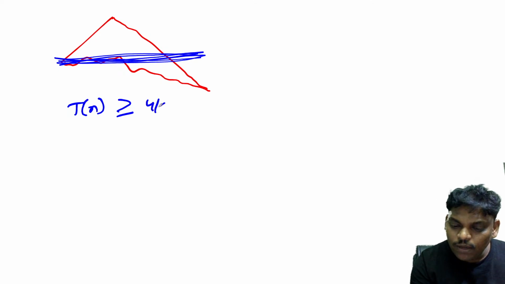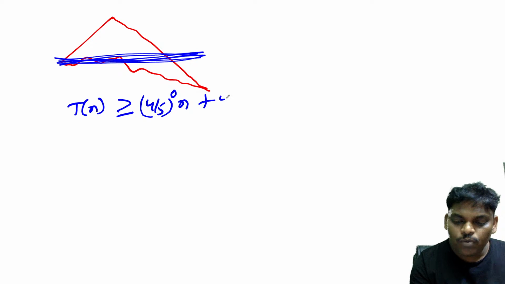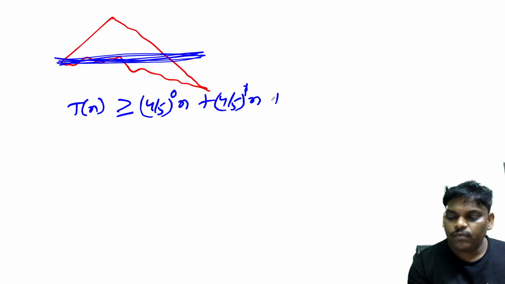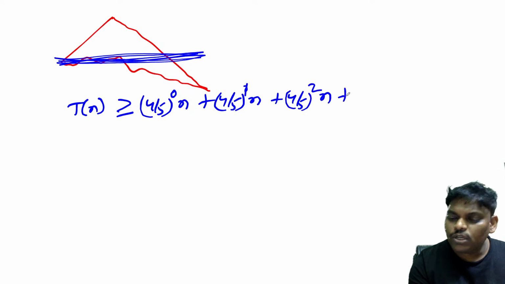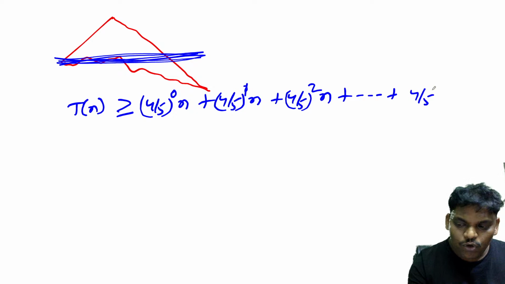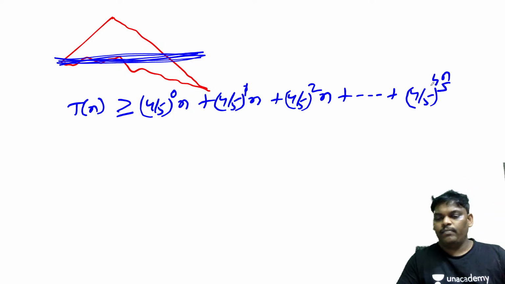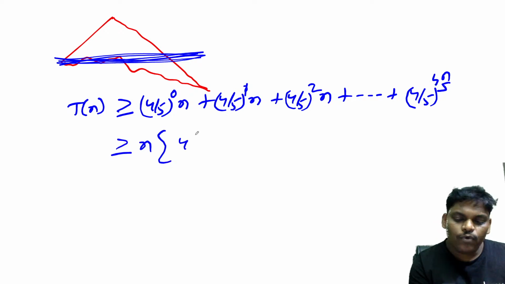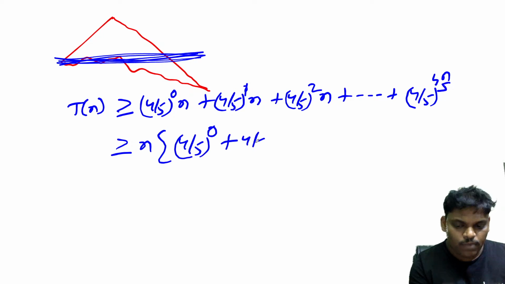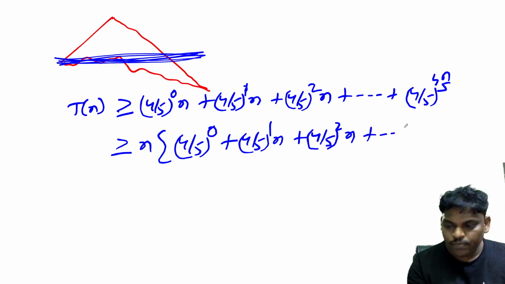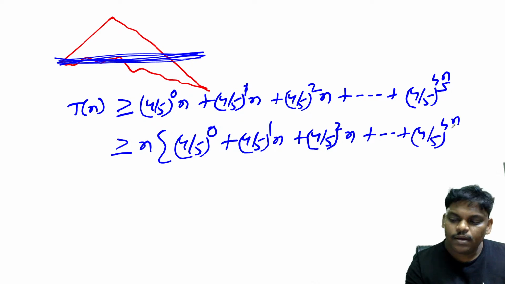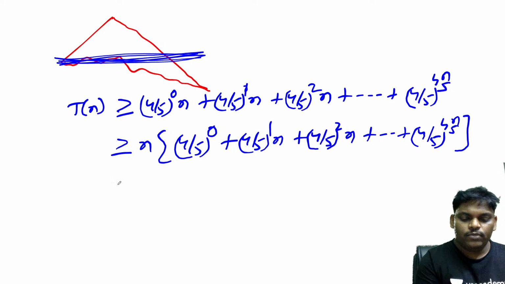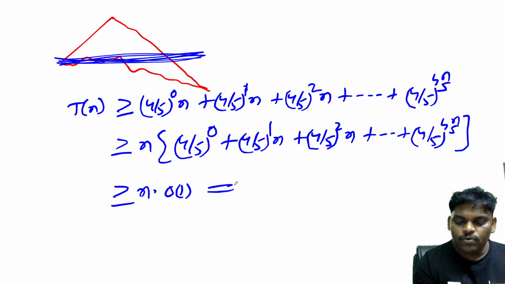What is that? (4/5)^0 n, (4/5)^1 n, next one (4/5)^2 n. Continue this. How many times? Up to (4/5)^(log n base 5). So this goes to n times the sum (4/5)^0, (4/5)^1, (4/5)^2, up to (4/5)^(log n base 5), which goes to n times a constant, which goes to omega of n.